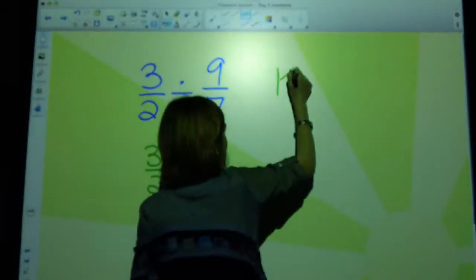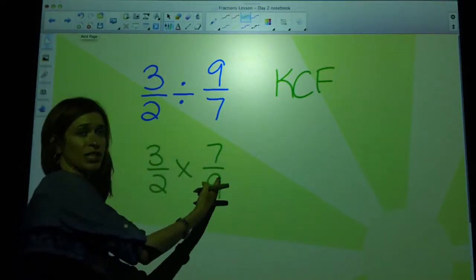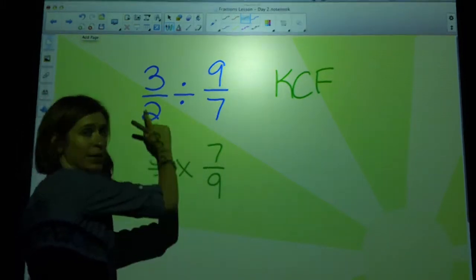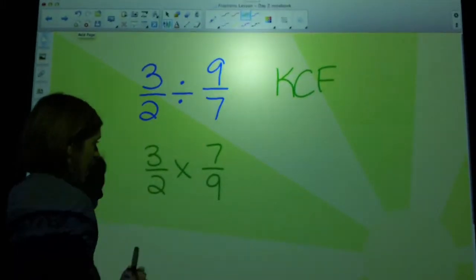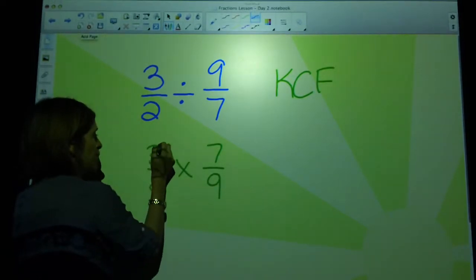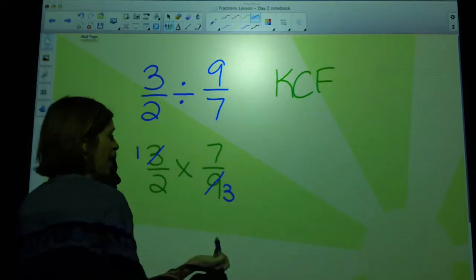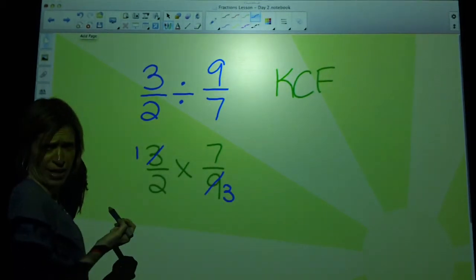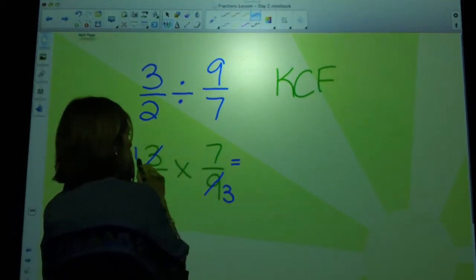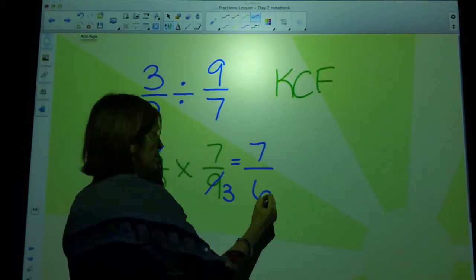And I always say, let's KCF it, Kentucky chicken fry it. Let's keep, let's change, let's flip. Keep, change, flip. All right, then we simplify if we can, recognizing that 3 and 9 have some common factors. 3 goes into itself once, 3 goes into 9 3 times. Now we've simplified so we can multiply. So 1 times 7 is 7, and 2 times 3 is 6, okay?